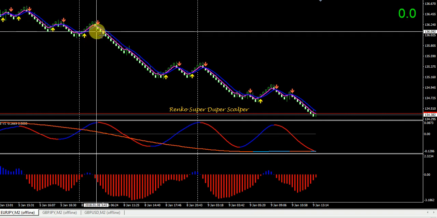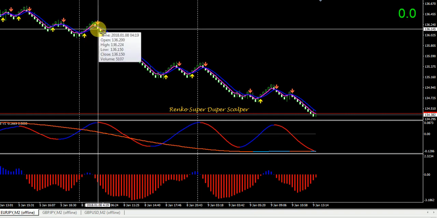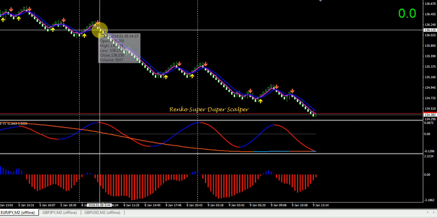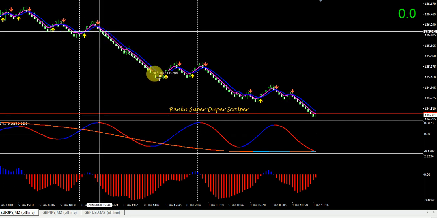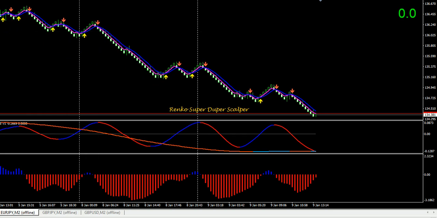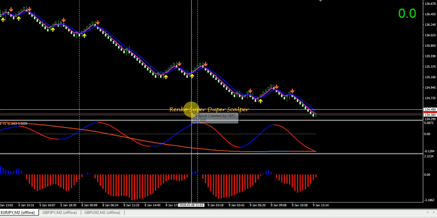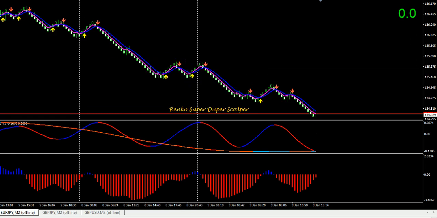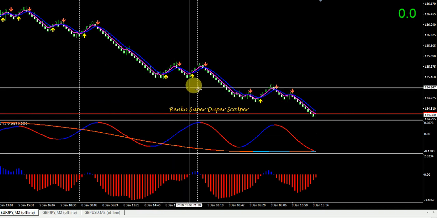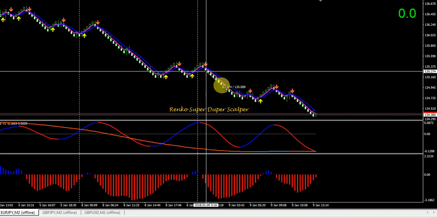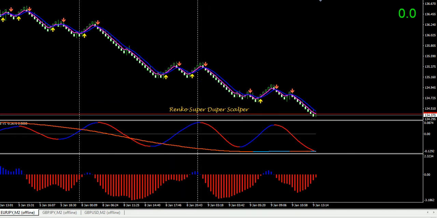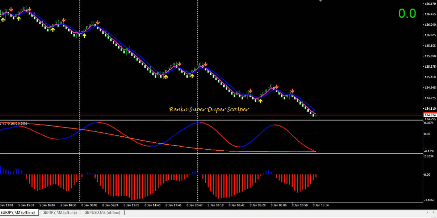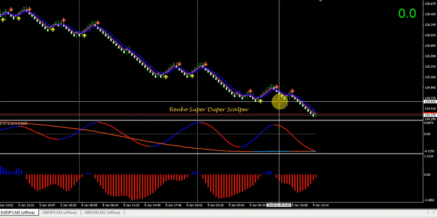and here a sell setup happened again. Sorry, I'm from Malaysia, eh? So it happened here, sell here, buy setup here 10 pips. And today sell setup, buy setup for 10 pips, sell setup again.